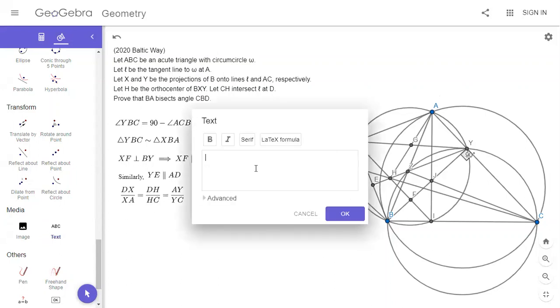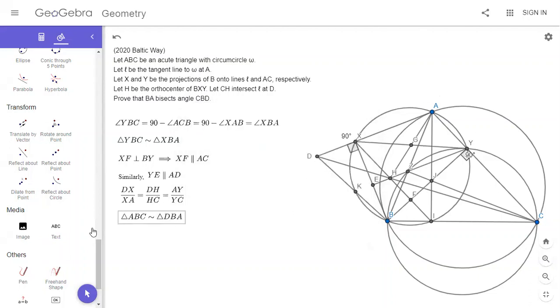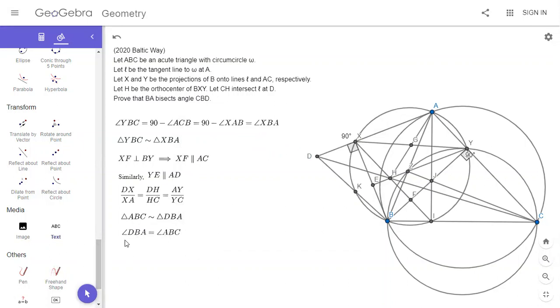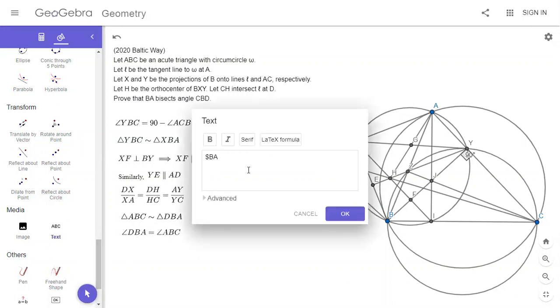And if that's true, then angle EBA equals angle ABC. And so BA bisects angle ABC, angle CBE. All right, so that's proof one.